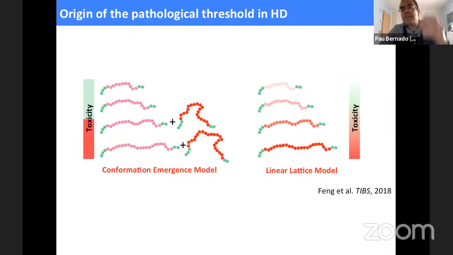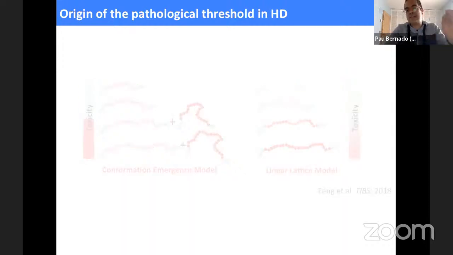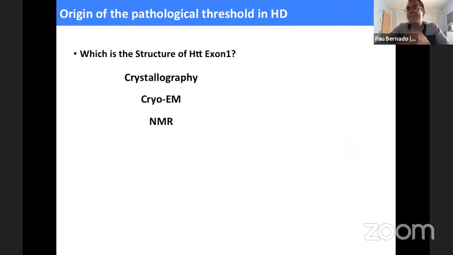So discriminating between these two models, as a structural biologist, seems a pretty easy problem, because the only thing you have to do is to solve the structure in the non-pathological and in the pathological scenarios and see what the differences are. And nowadays, this seems even easier because the three high-resolution techniques have improved a lot in the last decade, and they can solve the vast majority of structural biological questions.